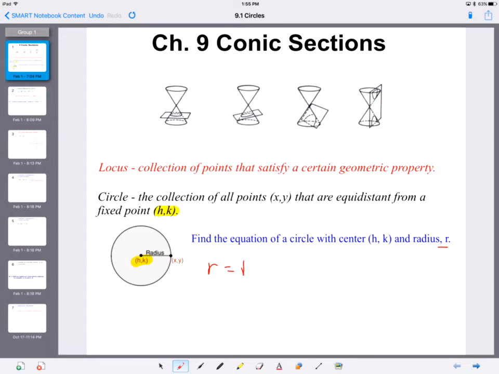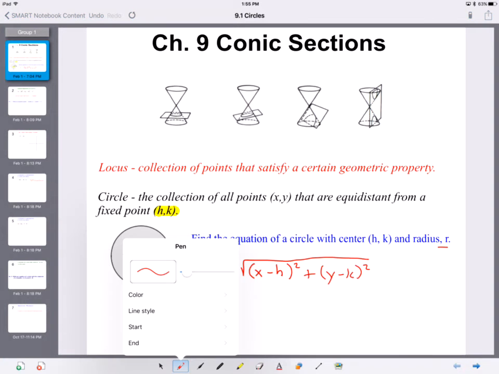So the distance is equal to the square root, and you take the difference of your x values, so that would be x minus h, and that would be squared, plus the difference of your y values, which would be y minus k squared. And as Pythagorean theorem, that's a squared plus b squared is equal to c squared, but since it's just equal to r, that's why we have the square root of all that. So how do we solve this? How do we fix this to make this look a little bit nicer?